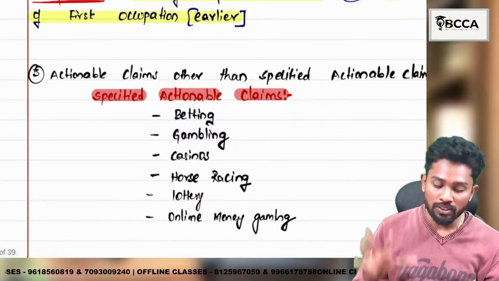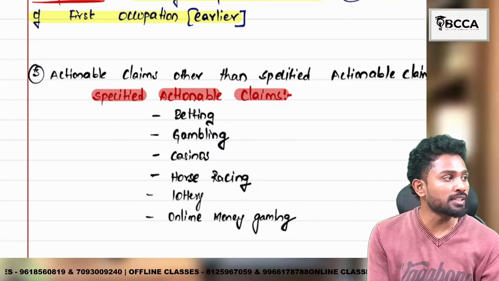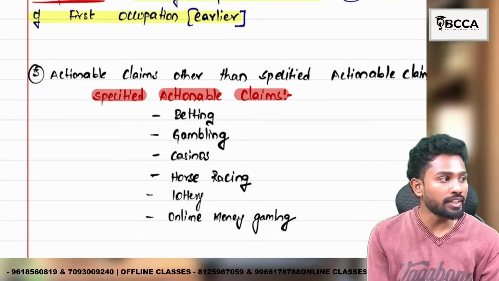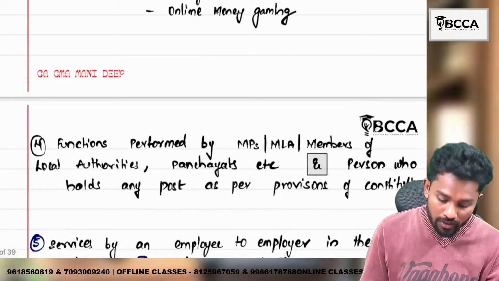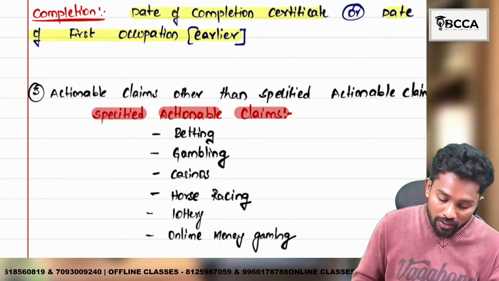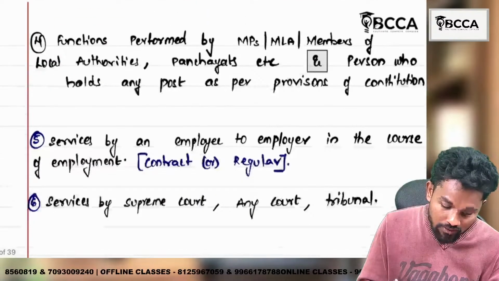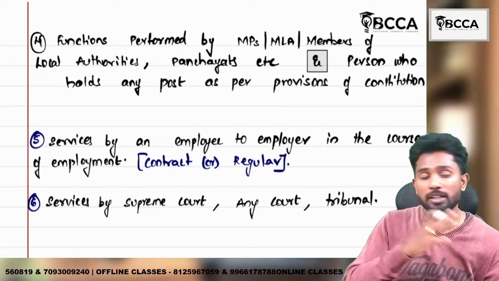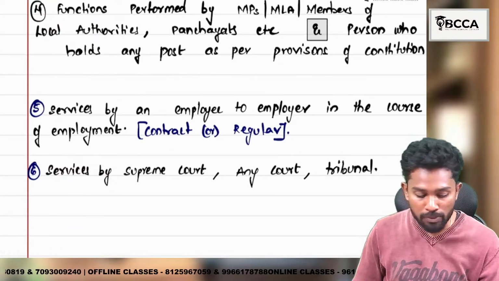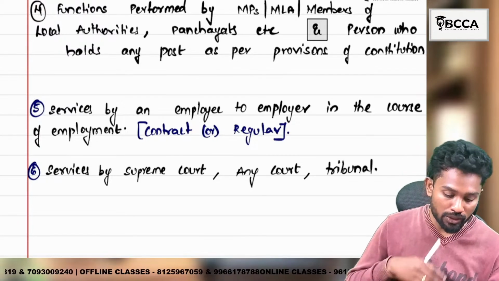Then actionable claims, other than specified actionable claims. Specified actionable claims means betting, gambling, casinos, horse racing, lottery, online money gaming. These are not under the negative list; these are supply only. Other actionable claims are covered under the negative list. Then functions performed by MPs and MLAs or any person entrusted with such a position as per the Constitution. Then services by an employee to employer in the course of employment. Then services provided by the Supreme Court or any court or tribunal. So these are the services.